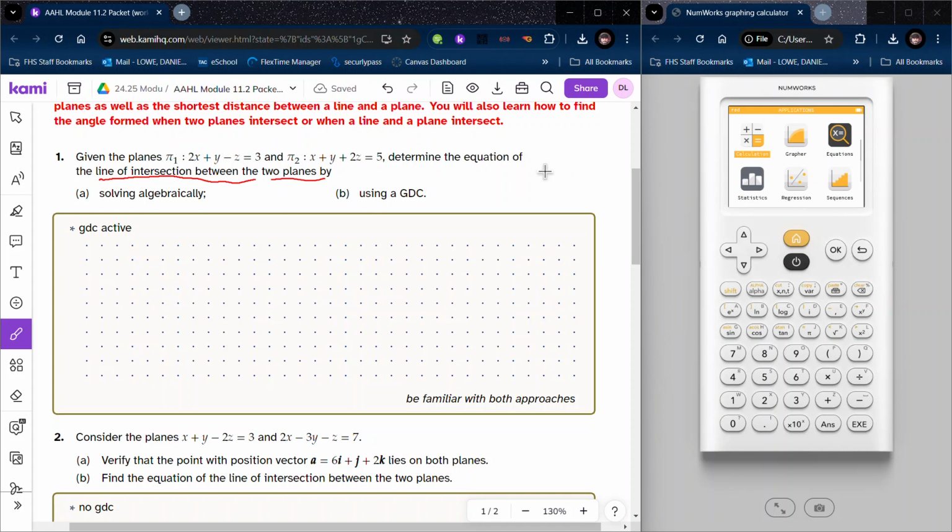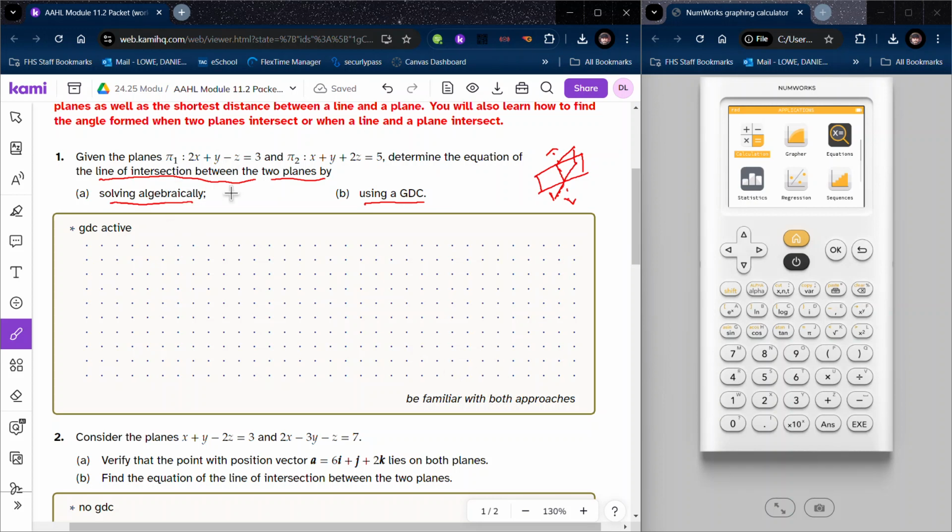And we know that if we have two planes, we are going to end up with a line of intersection. The main reason for that is because of how our planes must align with one another, that we will have some line of intersection between those planes. Okay, if we have two planes, we know we're going to have a line of intersection. So our first example, we're going to talk about how to solve algebraically as well as how to use a calculator, and you're going to want to be familiar with both approaches.